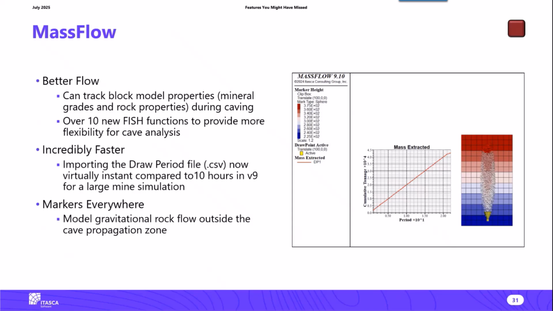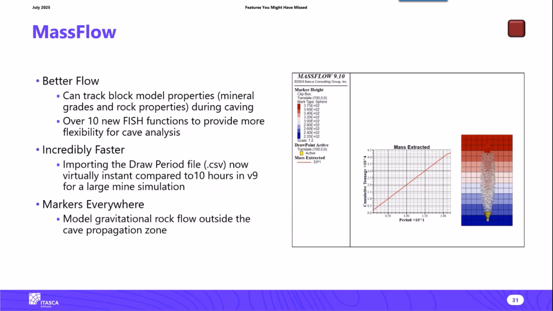simulation, you would have hundreds of such draw points, and they'd all be being drawn at different rates, and they would be interacting possibly. So we can now track block model properties such as mineral grades and other rock properties during caving. There are over 10 new fish functions to provide more flexibility for cave analysis.